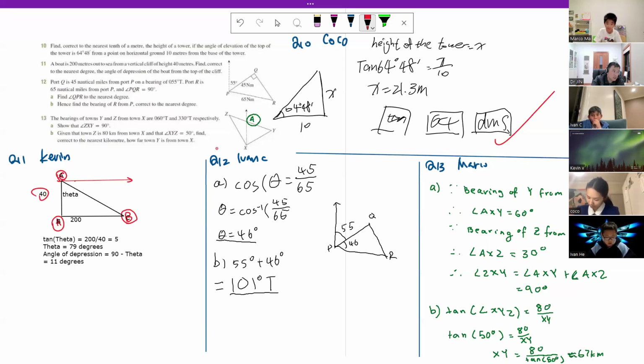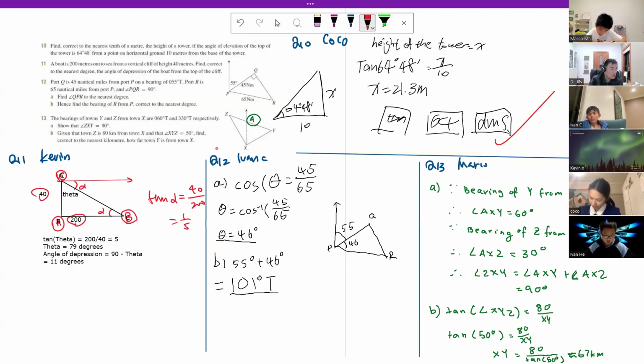Angle of depression is this one. That's alpha. And due to the alternate angle, parallel line angle relation, this is the alternate angle. So this is the angle of depression, same as this angle. So once you have this alpha, you should be able to straight away connect the 200 meters and 40 together. So you can use tangent. I'll do it differently. 40 divided by 200, so it's 1/5.